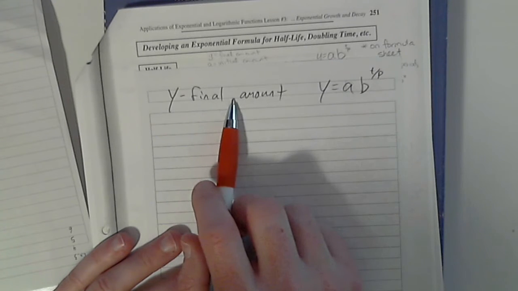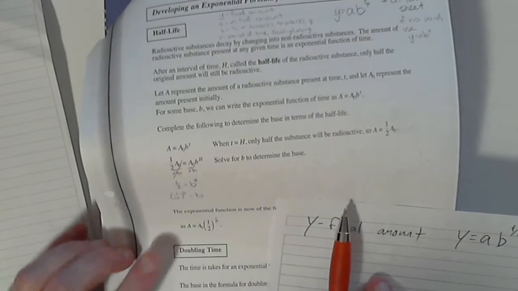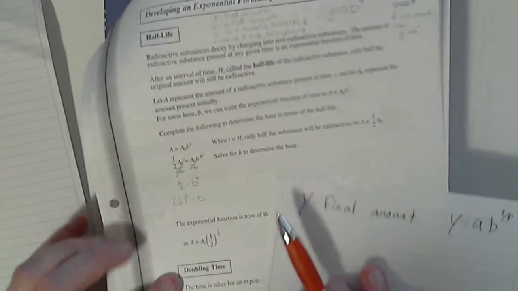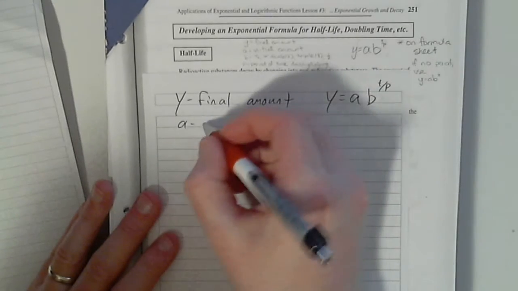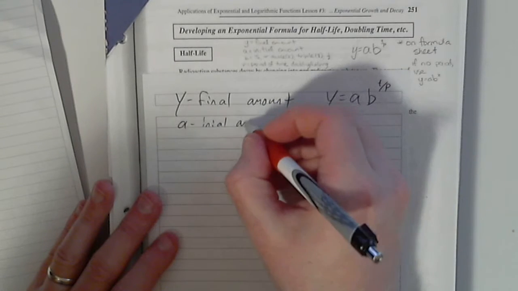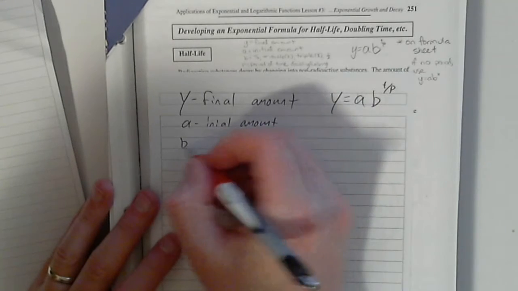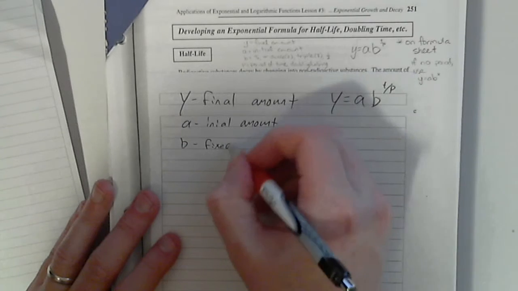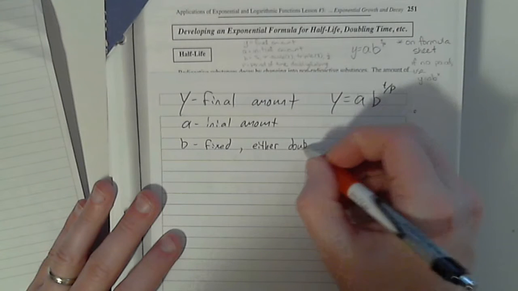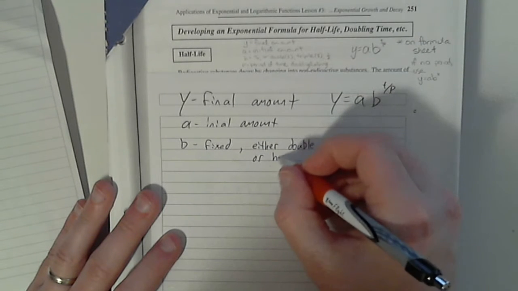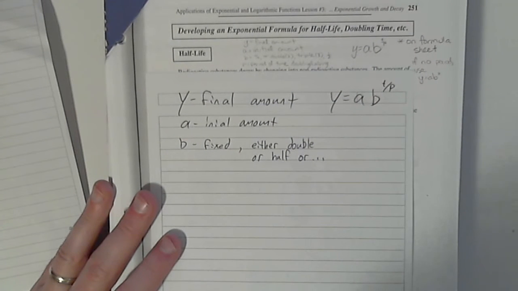Y is our final amount. Usually it's a substance we're talking about. Half-life is radioactive substances. Doubling time is very often bacteria, the most common example of it. So usually it's an amount of a substance. A is the initial amount. So no changes there. B is fixed, either double or half or something else. Sometimes they fix it as something else.